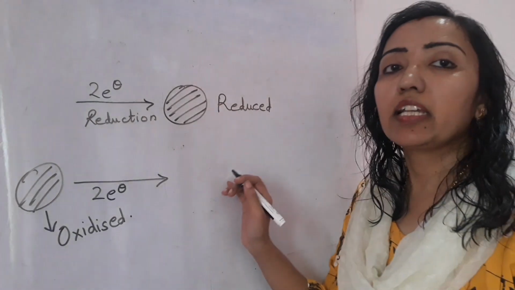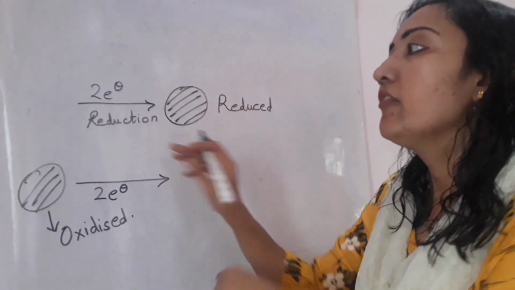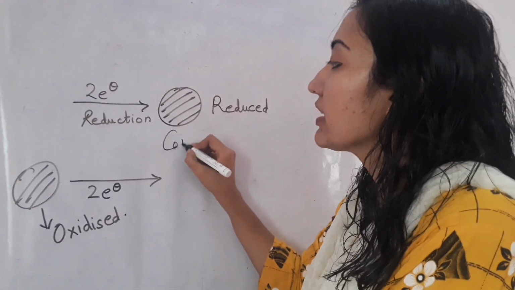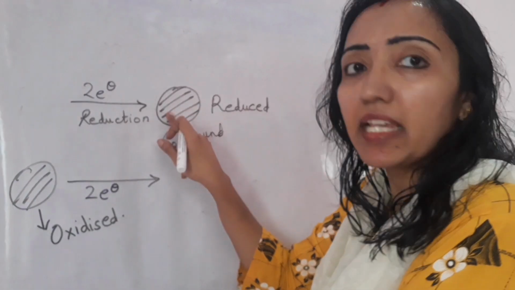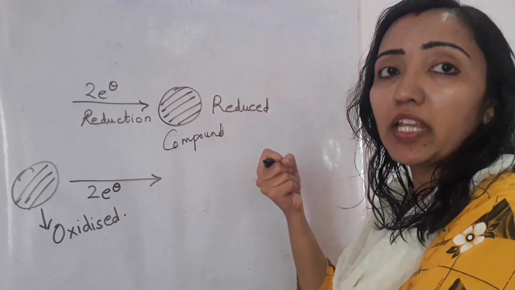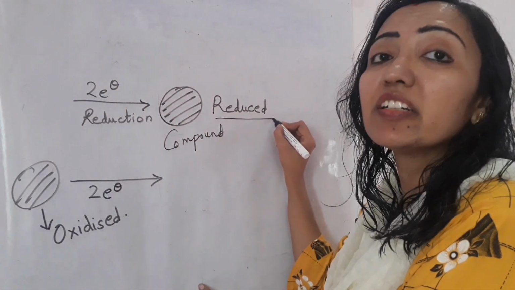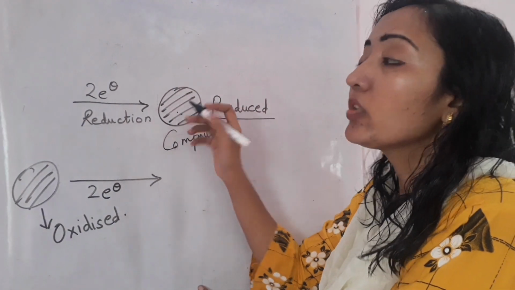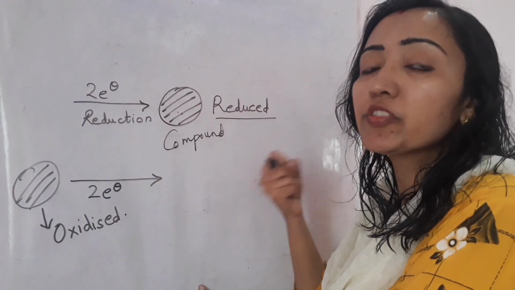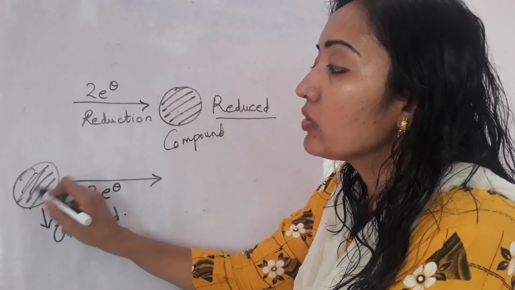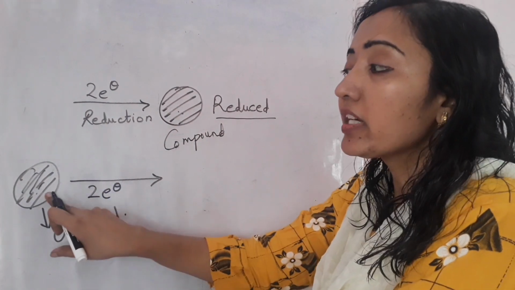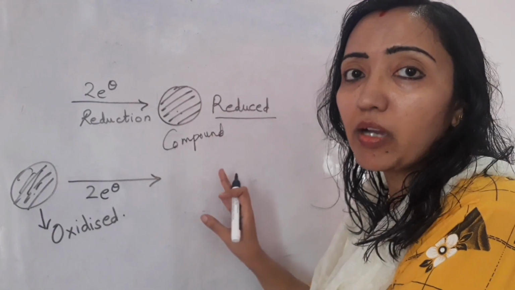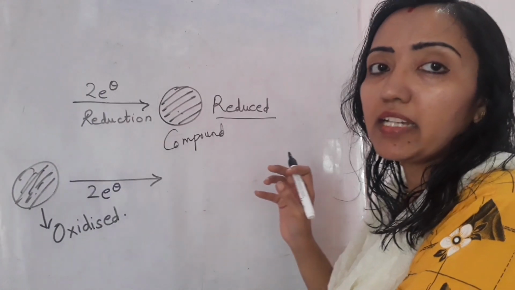Now let us see reduction and oxidation reactions. Whenever a chemical compound accepts an electron, it becomes reduced. Whenever a compound gives its electron to another compound, it becomes oxidized.